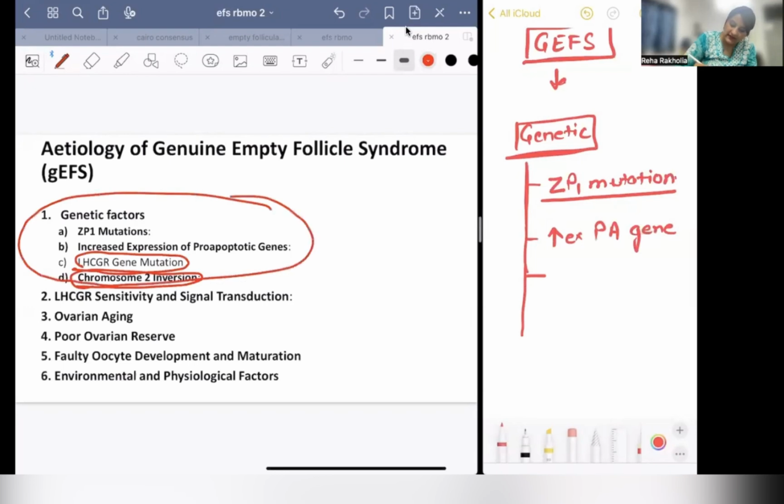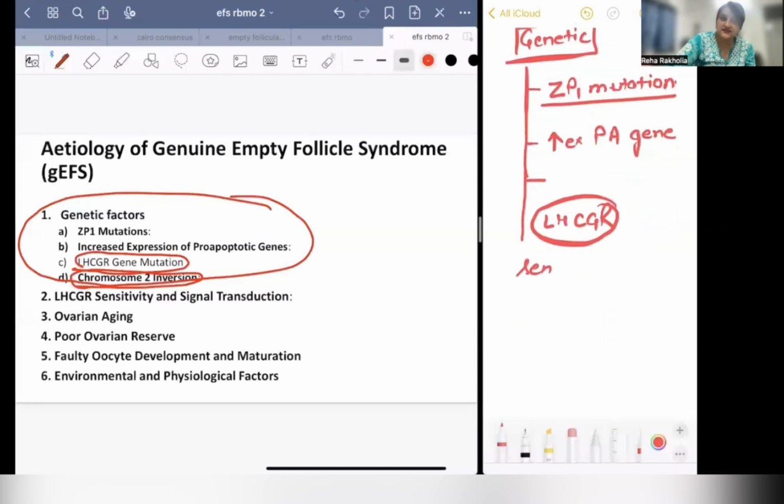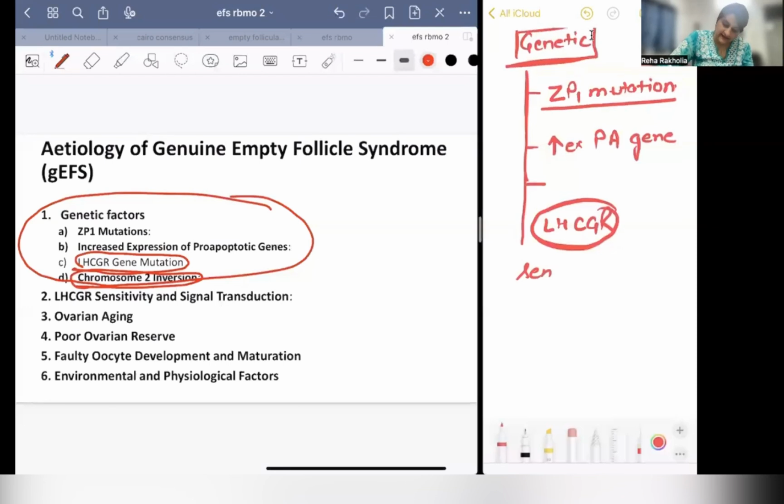Okay. Then it can be LHCGR sensitivity and signal transduction. Ovarian aging, poor ovarian reserve, faulty oocyte development and maturation, environmental and physiological factor.